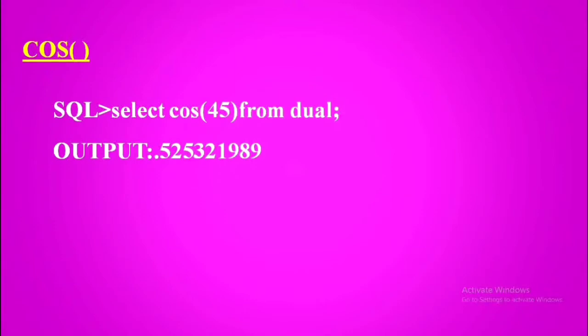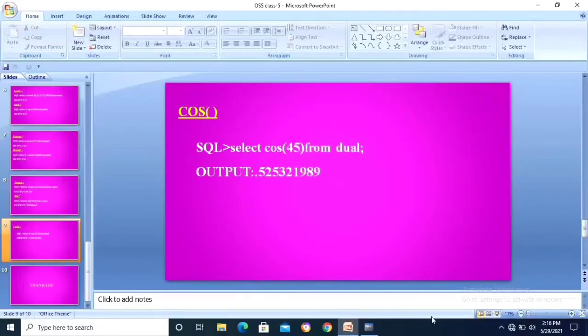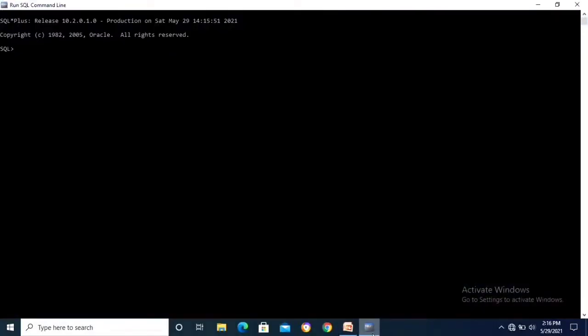Next, open the SQL command page and run these commands. Open the page. First, connect. Username is system. Password system. Connected. The first function is the absolute function. The absolute function is used to display the absolute value of a given number. It converts a negative number to a positive number.